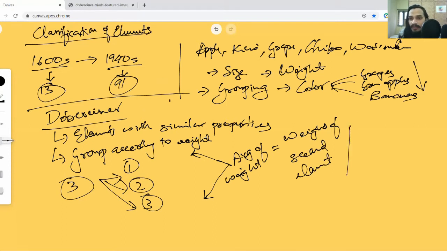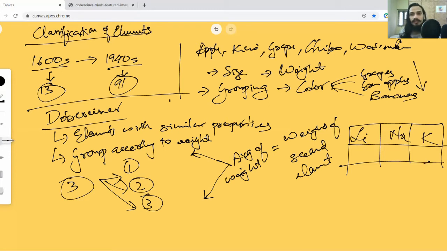There are three elements that are similar in properties: lithium, sodium, and potassium. These are what we call alkali metals. They're all in group one and they have similar properties. So he said that the average weight of lithium and potassium will be the weight of sodium.